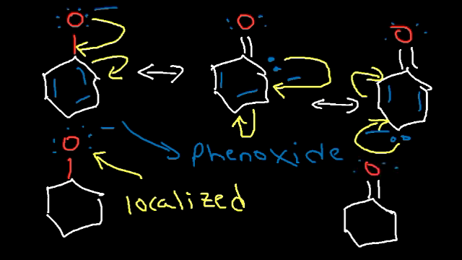So therefore, the negative charge in phenoxide is more stable than the conjugate base of cyclohexanol due to resonance stabilization of the conjugate base. And so that's why phenol is much more acidic than cyclohexanol.